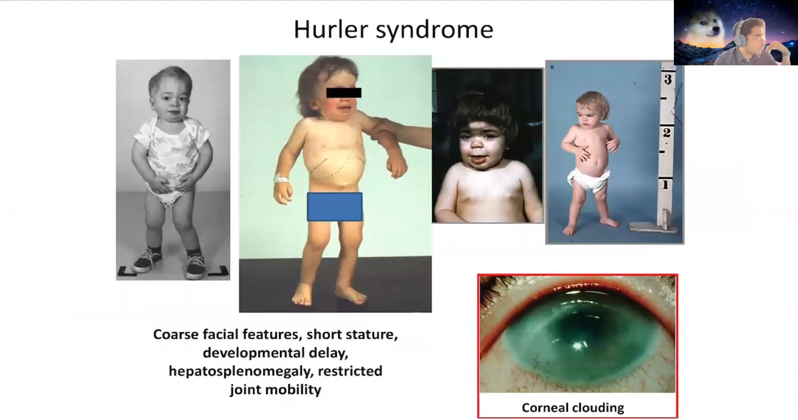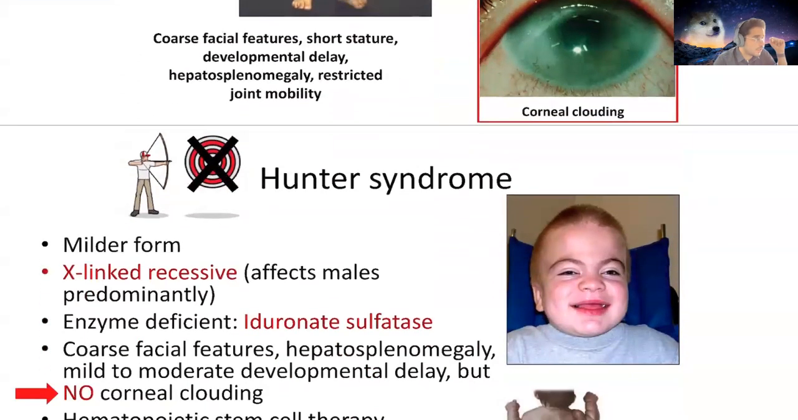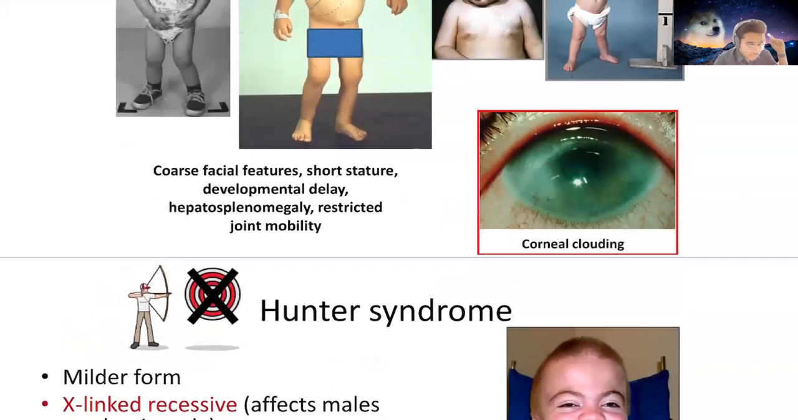Okay, Hurler syndrome, coarse face, right? Short stature, they're gonna have hepatosplenomegaly, right? The lines that you guys are seeing here are actual physical examinations done by physicians to mark the bordering of where a normal liver used to be and now where the liver is currently and where a spleen is currently like this, okay? Very bad, very sad. They're gonna also have corneal clouding, okay?